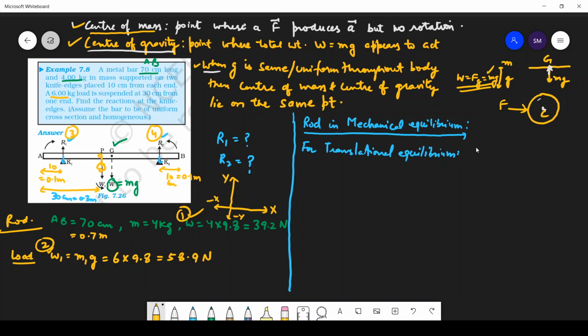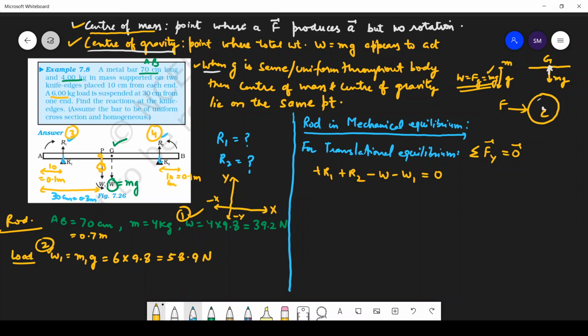It means the net force along the y-axis is 0. Okay, so simple thing, force positive and negative. So take the positive force first. You can take along positive y. What are the upward forces? So upward forces we are taking as positive. So plus R1 plus R2. And downward direction we are taking as negative. So minus W and minus W1. So the net will be 0.